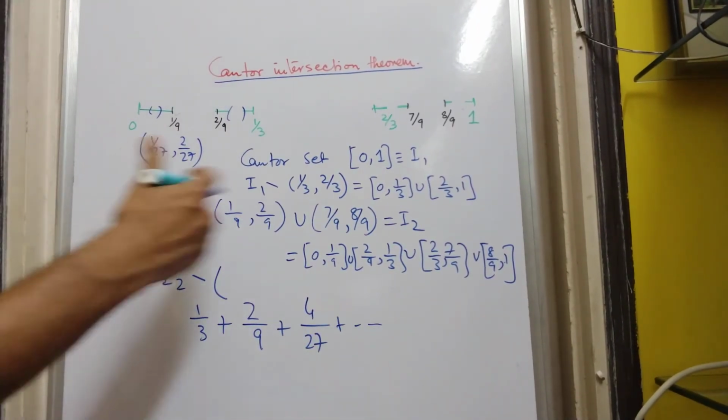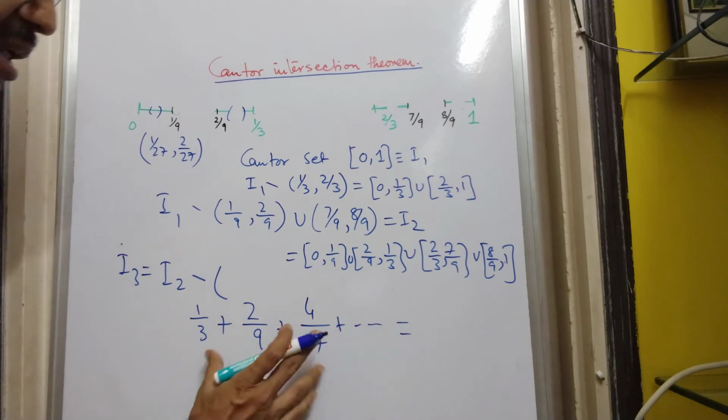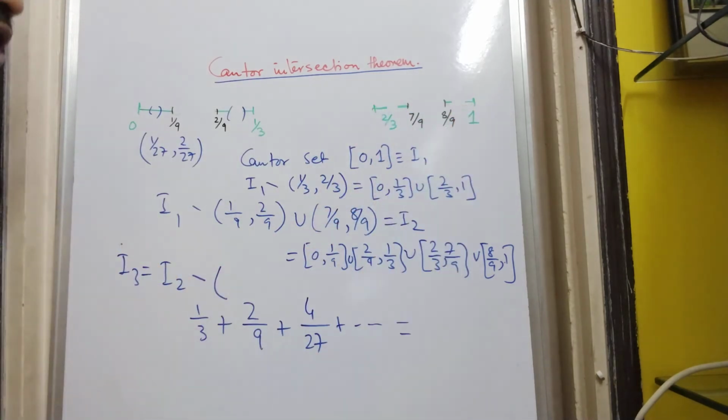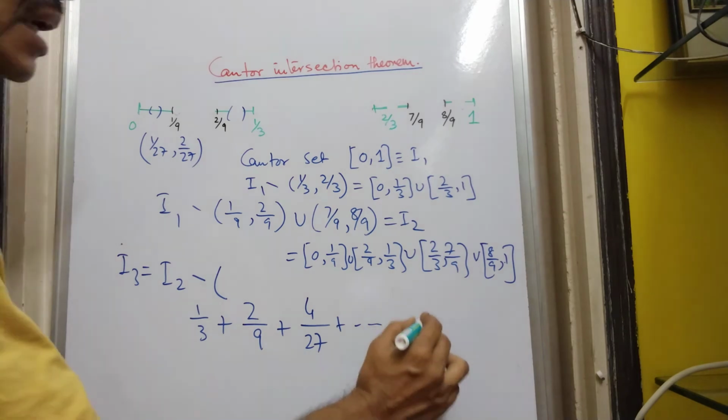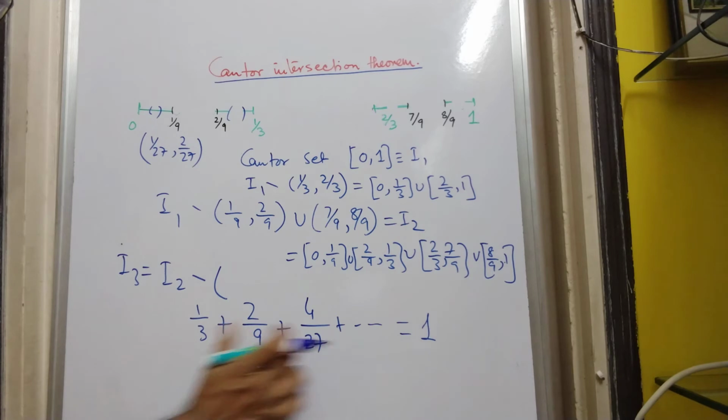If we repeat this procedure, interestingly, if we add them up, the portions removed from this interval 0 to 1 will add up to 1. It is very easy to calculate, because if you take 1/3 common from this sum, it will be a GP series of ratio 2 by 3, which is less than 1. So it will be a by 1 minus r, or 1/3 by 1 minus 2/3, which is 1.